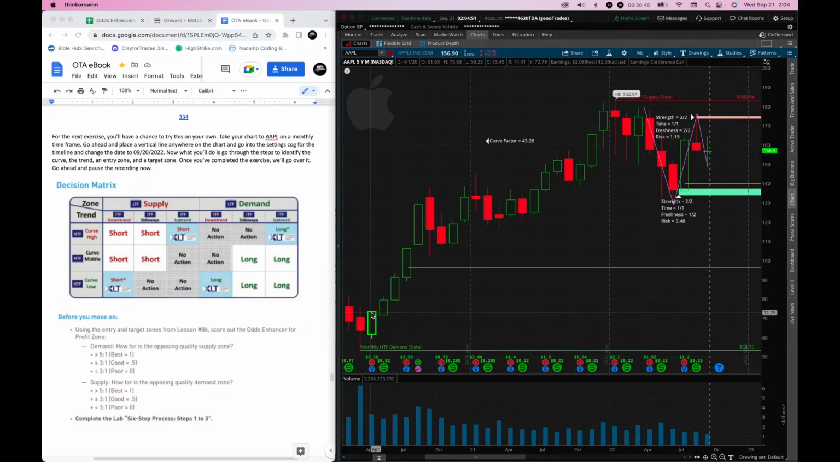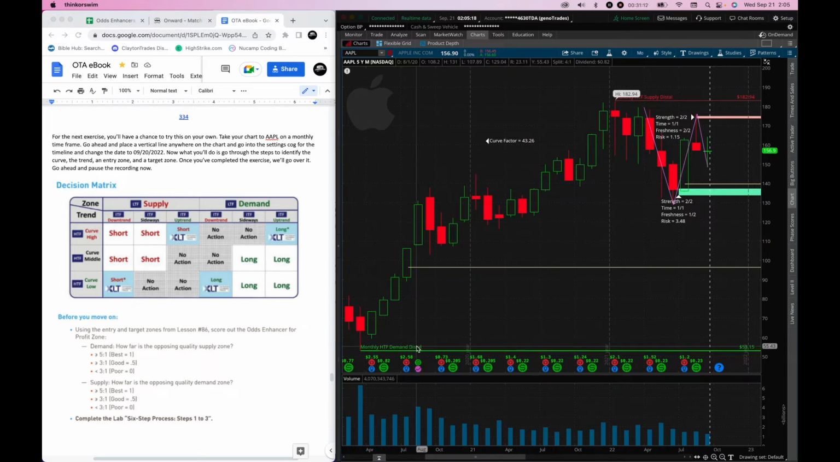And per the trade strategy, we take the highest body within the base. We use that as our proximal line. And our distal line in a drop-based rally formation would go at the lowest wick within the entire formation. All right, so we place our monthly high time frame demand distal line there.